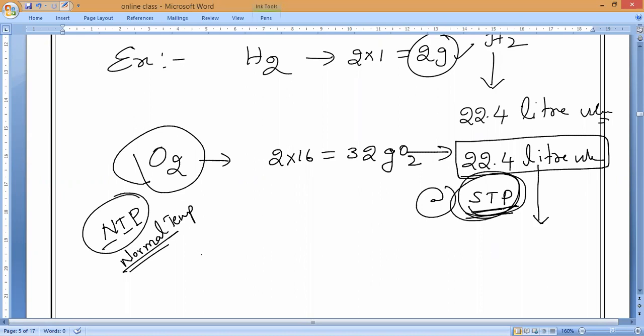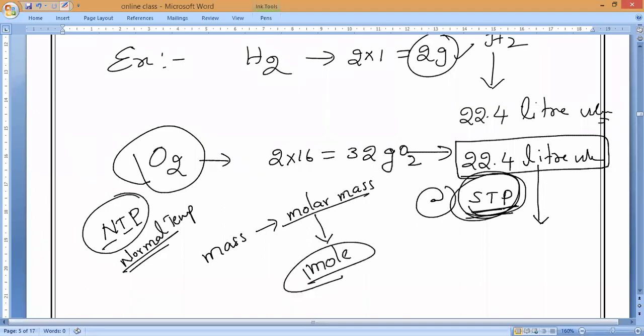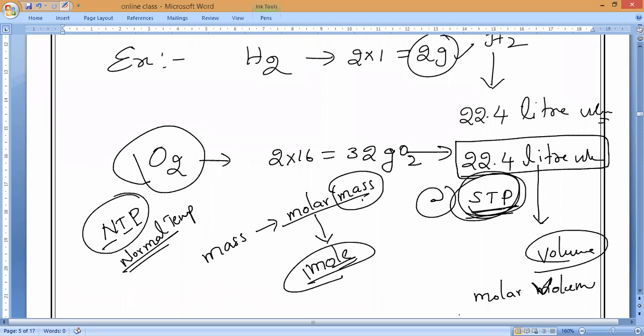Understand? If it is a mass, we call it molar mass. Is it yes or no, guys? Please respond. So molar mass of any substance is equal to 1 mole. So here, if it is a mass, we take it as a mole, molar mass. If it is a volume, then what do we call it? It is called molar volume. Molar volume. Clear, everybody?